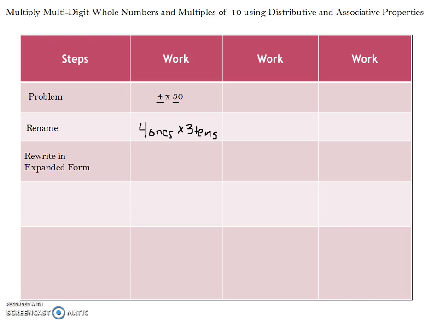The next step is you want to rewrite in expanded form. So looking at this first one, expanded form, I like to draw my parentheses first. I have 2 numbers, so I'm going to have 2 sets of parentheses, and we're multiplying, so you have the multiplication symbol in the middle. For 4 ones, I'm going to write in expanded form 4 times 1. And then 3 tens in expanded form would be 3 times 10.